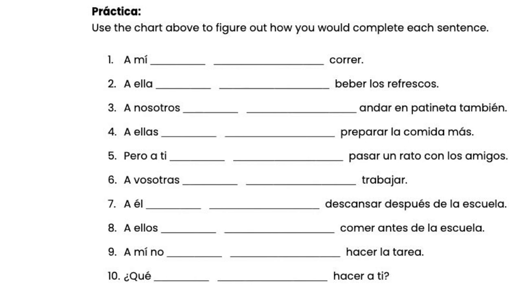So for these, number one, I see it says a mí, and notice there is an accent mark on the I in a mí. And then when I look up at my chart and I see a mí, I see it's next to me gusta. So that's what I'm going to fill in here. Me gusta. There we go. Me gusta. All right, and then same thing for number two, a ella. When I look up at the chart, I can see a ella goes with le gusta. Le gusta.